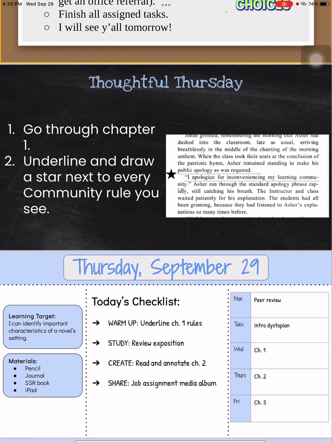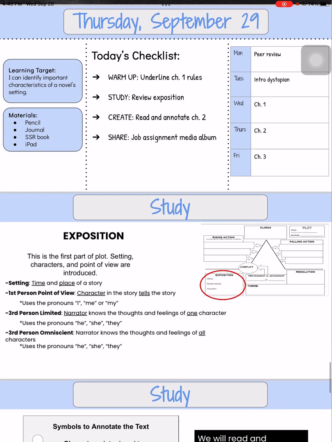So now that you have underlined the rules, we are going to be reviewing exposition today. You are going to read and annotate chapter 2 of The Giver, and then you will get to do a creative activity. So, exposition. Remember, exposition is the first part of plot. This is where setting, characters, and point of view are introduced. Remember that setting is both time and place in a story. And point of view can either be first person, third person limited, or third person omniscient.